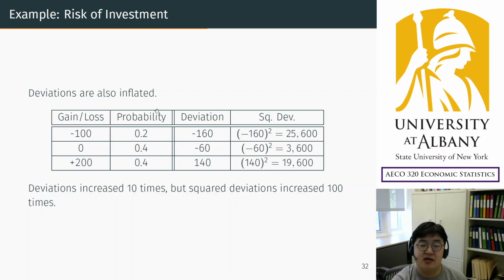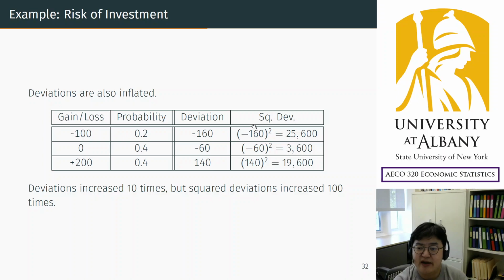And then using the mean, now let's calculate the deviation. Minus 100 is $160 lower than my expectation. So I expect to earn $60, but actually I lost $100, so minus 160. And 0 is $60 below, and 200 is $140 above the expectation. And you see the difference here. Deviations are also multiplied by 10. So in the original example, it was minus 16 and 6 and 14. But now we put one more 0 here.